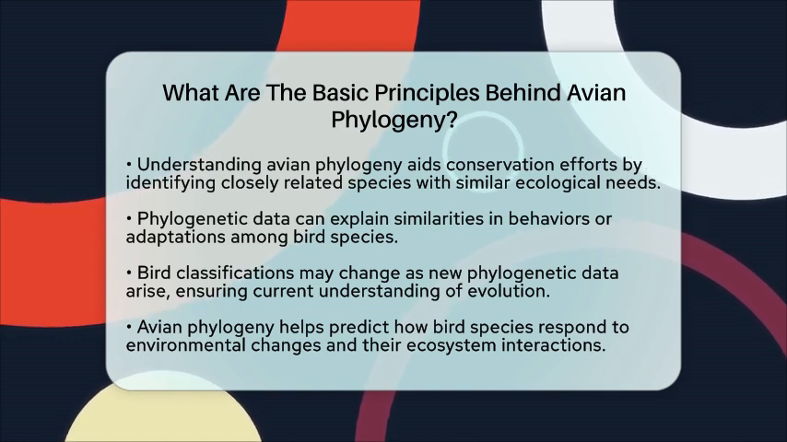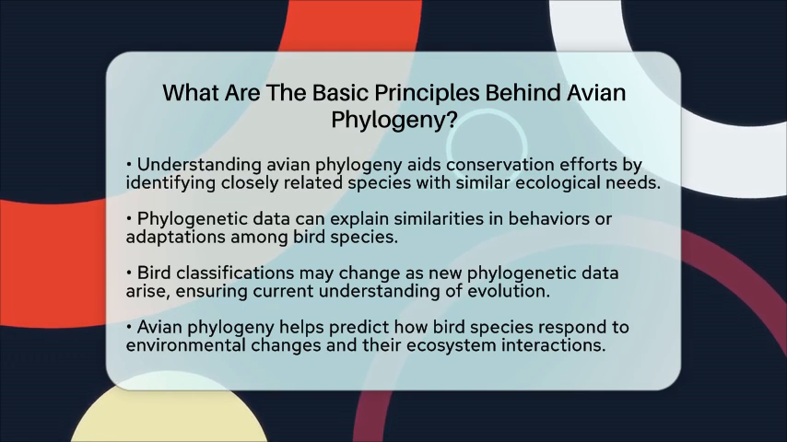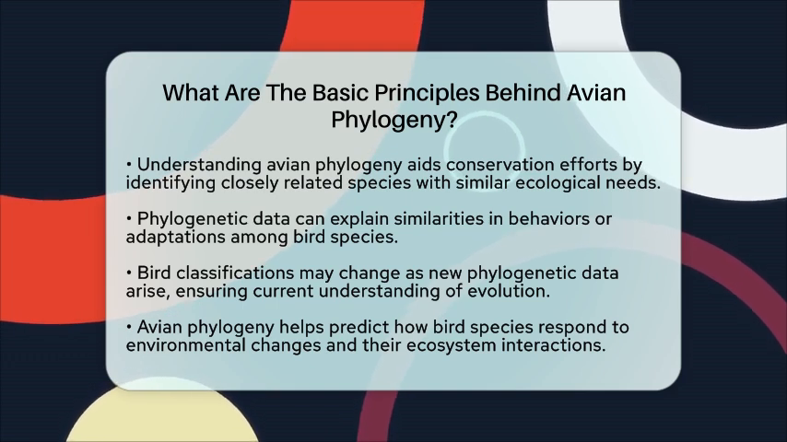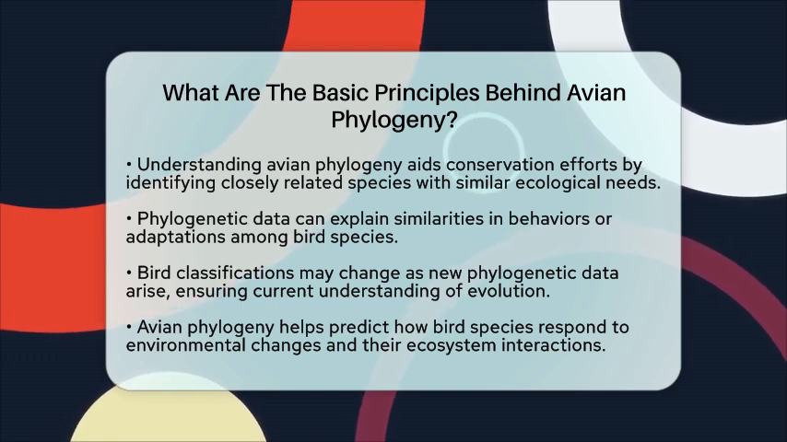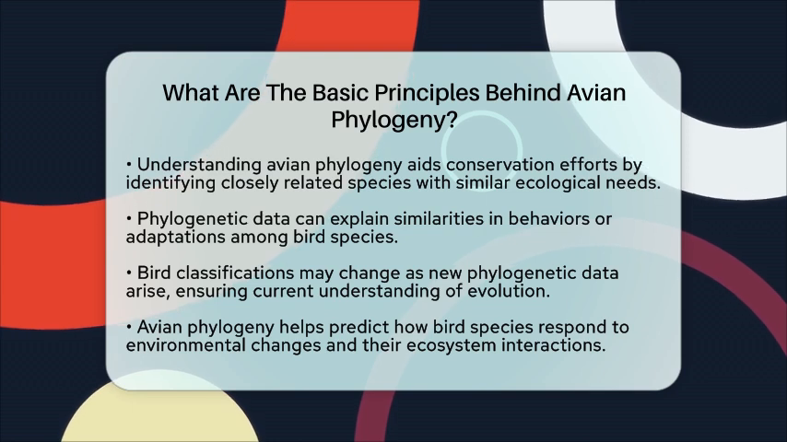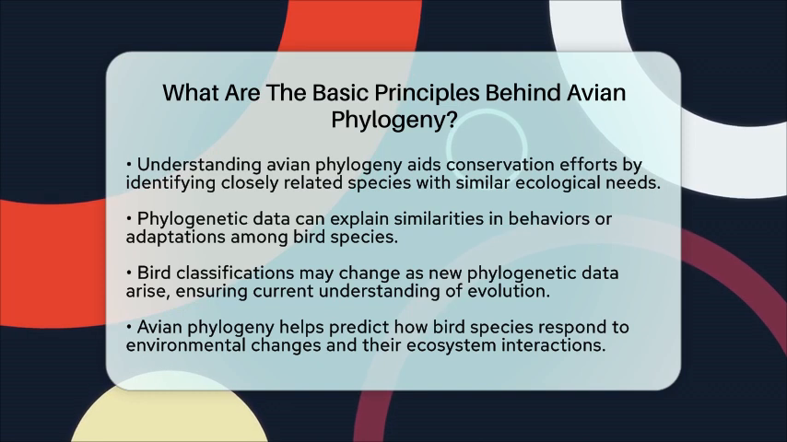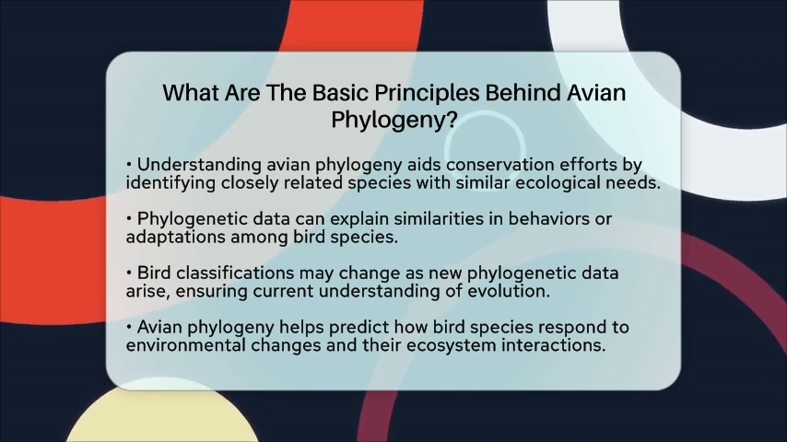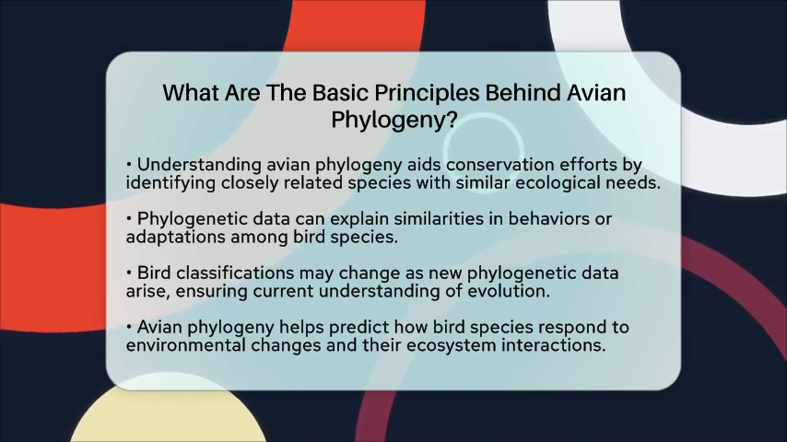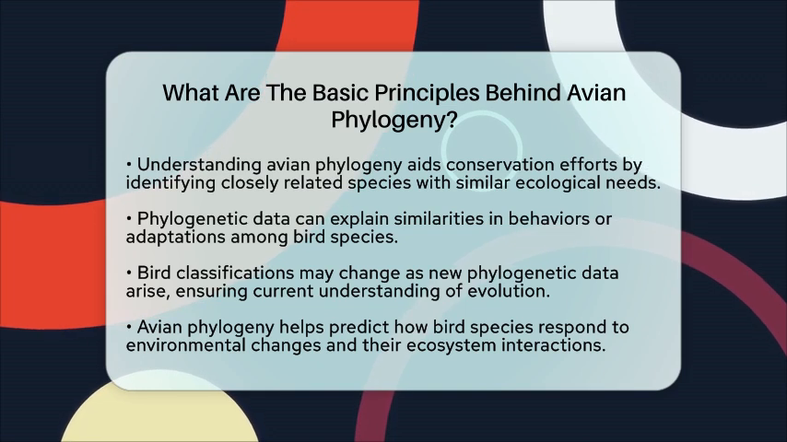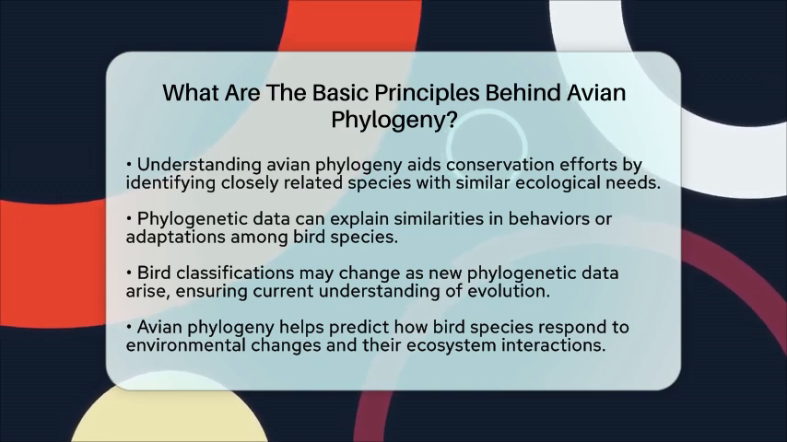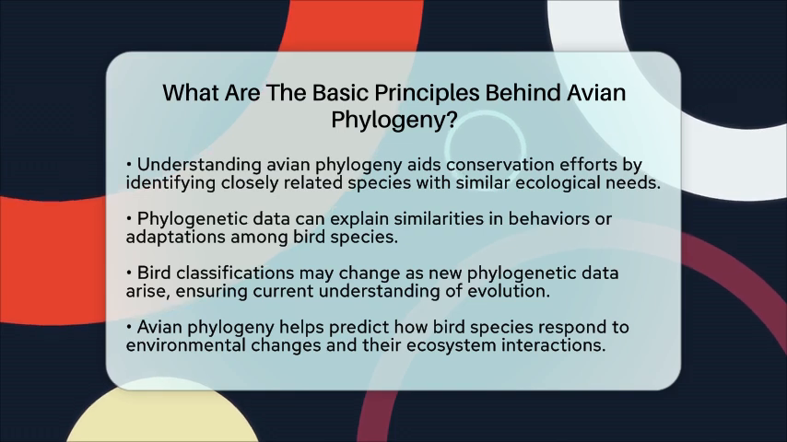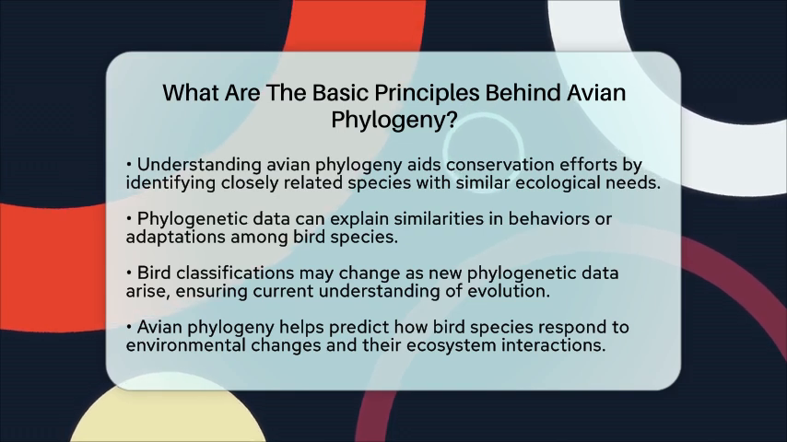In the context of bird behavior and ecology, avian phylogeny helps explain why specific traits or behaviors are common among certain groups of birds. If a trait is widespread among closely related species, it may indicate that this trait evolved early in their shared history and has been retained due to its adaptive value. This knowledge can help researchers predict how different bird species might respond to environmental changes and how they interact with their ecosystems.